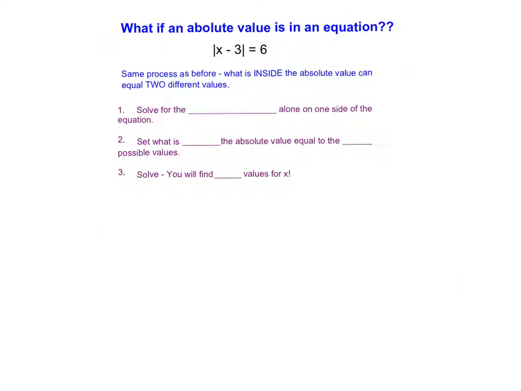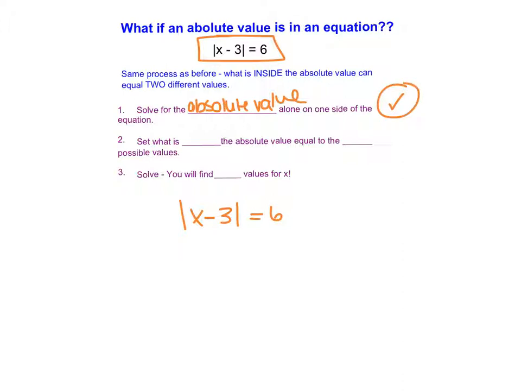So what we're going to do is we're going to follow the following steps on the screen in order to solve this equation right here. So the first thing we're going to do is get the absolute value alone on one side of the equation, which in the problem I gave you, you have x minus 3 inside the absolute value equals 6. This is already done for you. So you have the absolute value all by itself on one side of the equation.